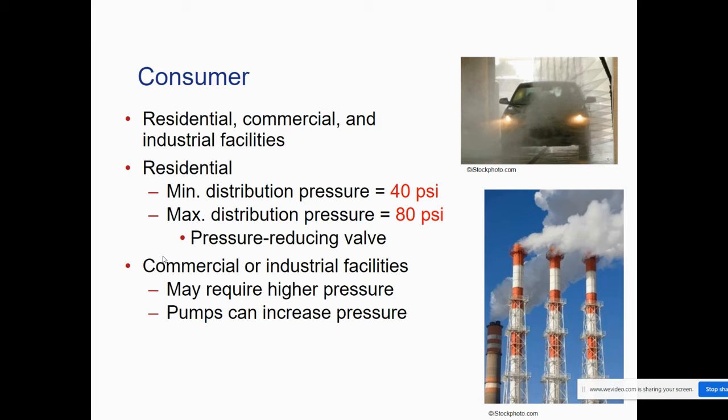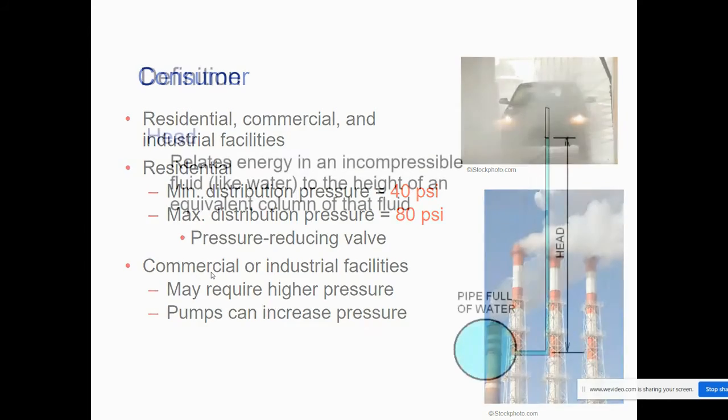If the system does have too much pressure, you can use something called a pressure reducing valve to help you in that situation. Commercial industrial facilities might require higher pressures, but again, the fittings and the pipes that are used in those settings are much more expensive and able to withstand those kinds of pressures.